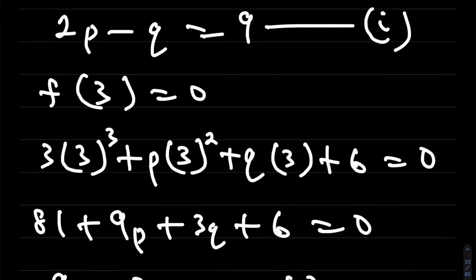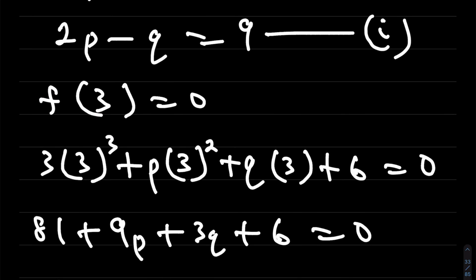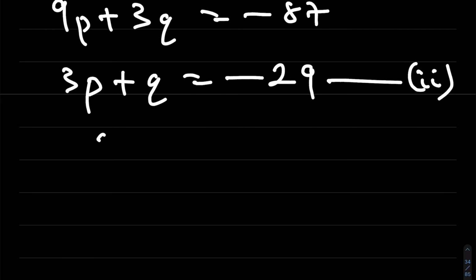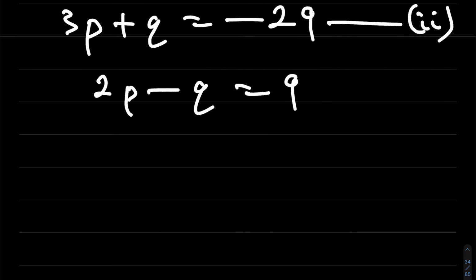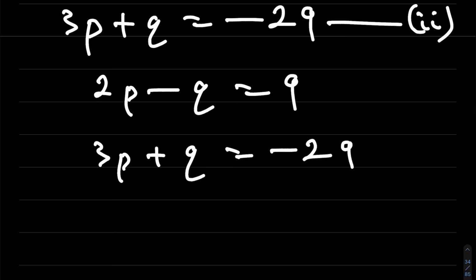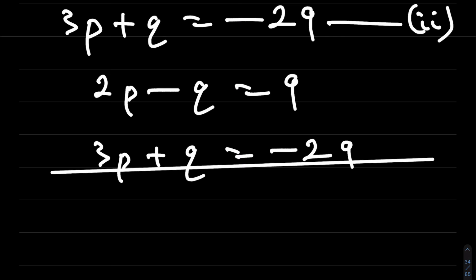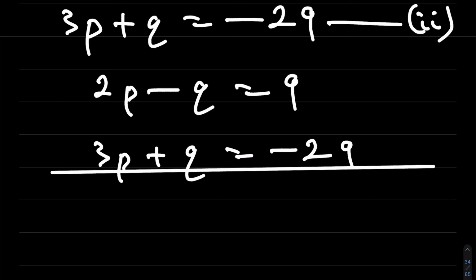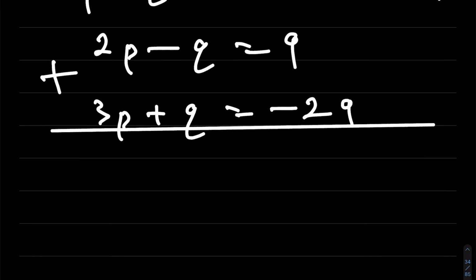So now I want to solve equations 1 and 2 simultaneously. Equation 1 is 2p minus q equals 9. And equation 2 is 3p plus q equals minus 29. What can I do now? I can add the two equations to get p.